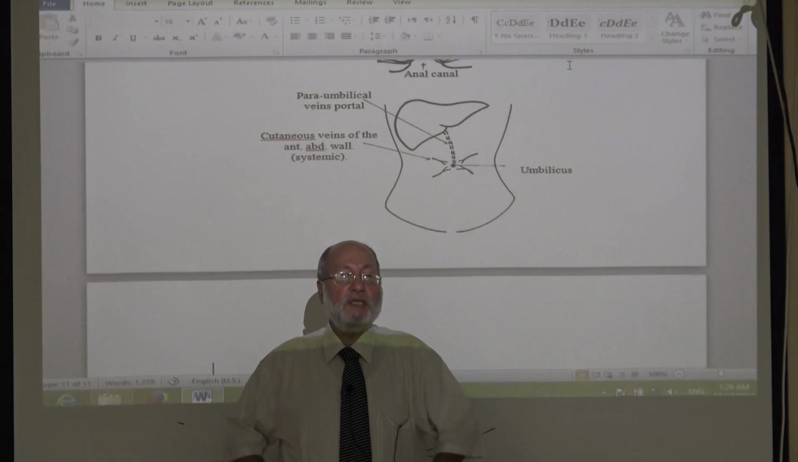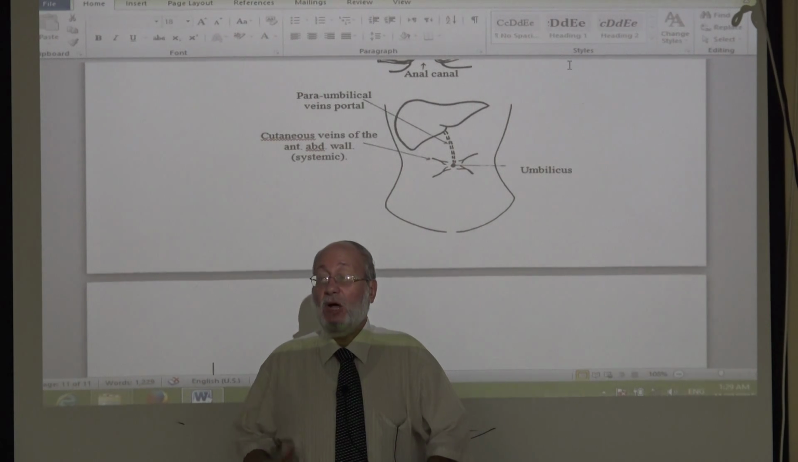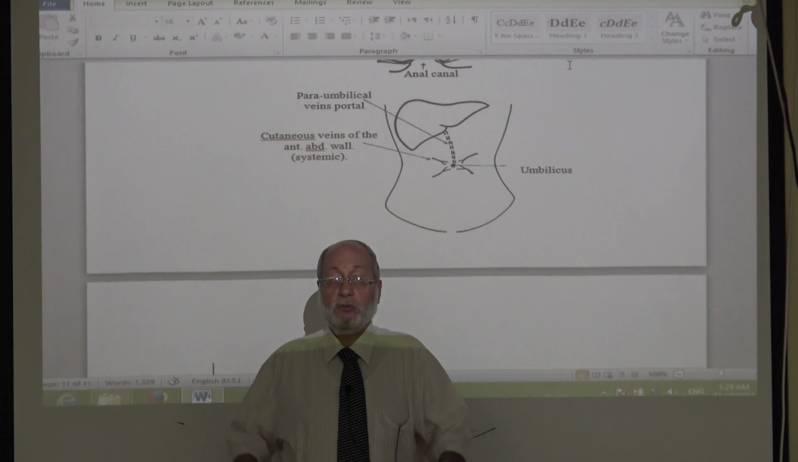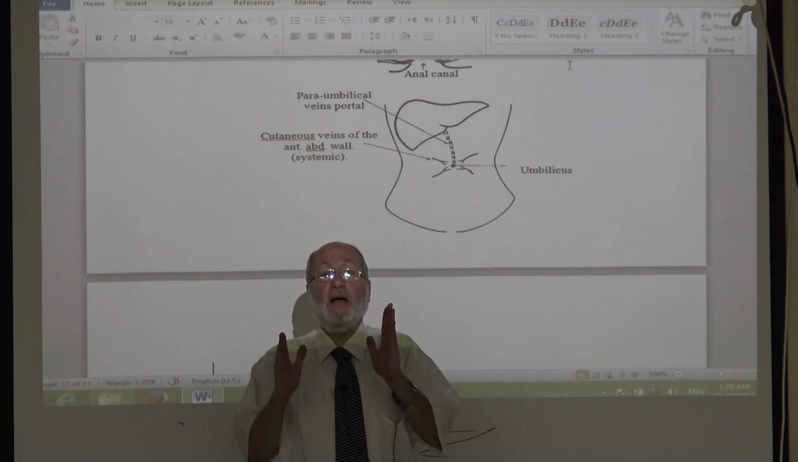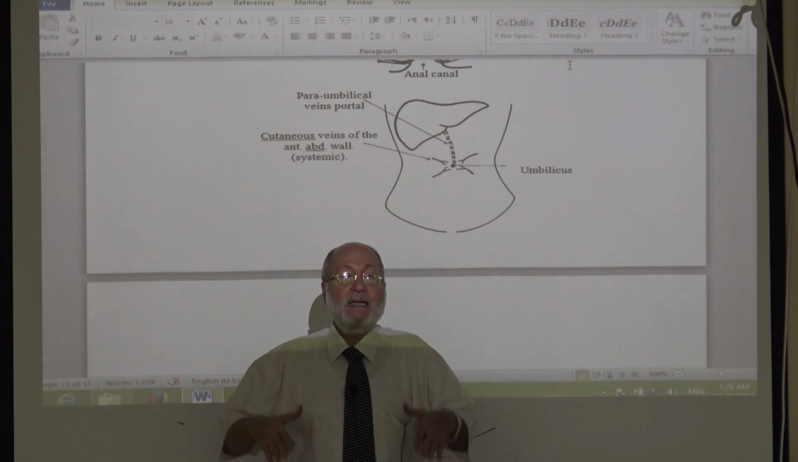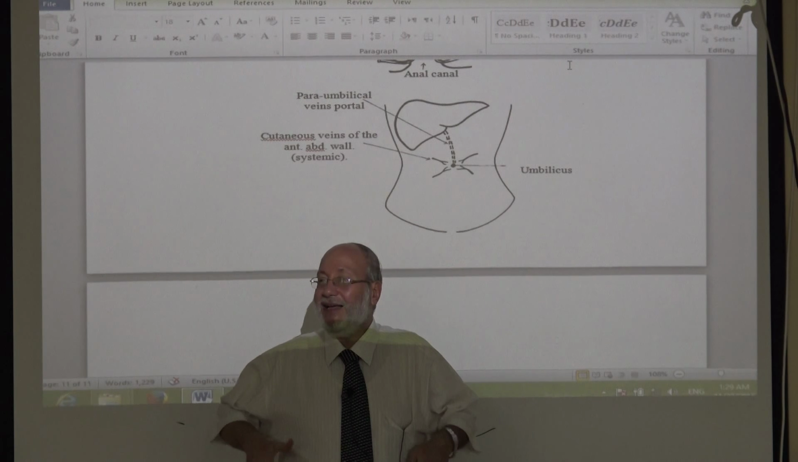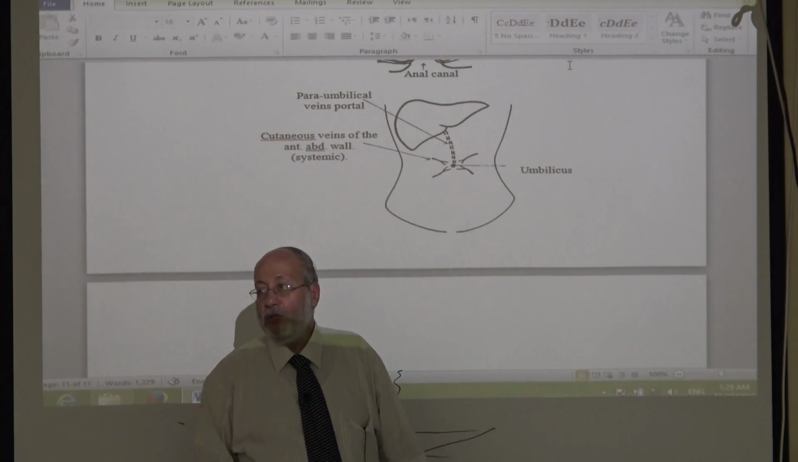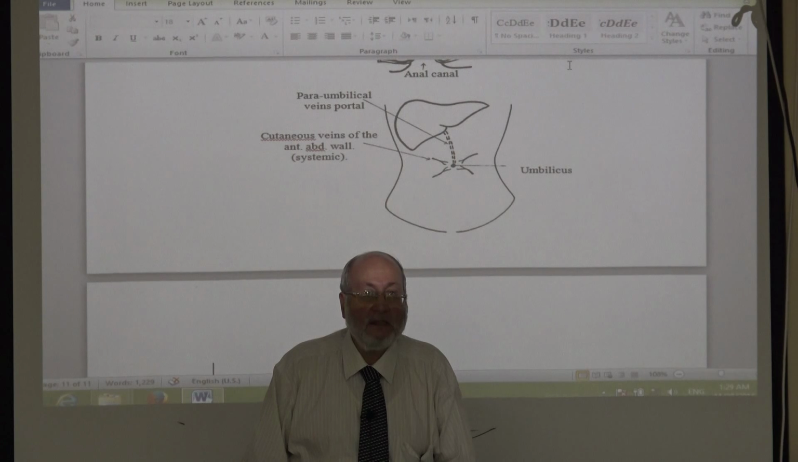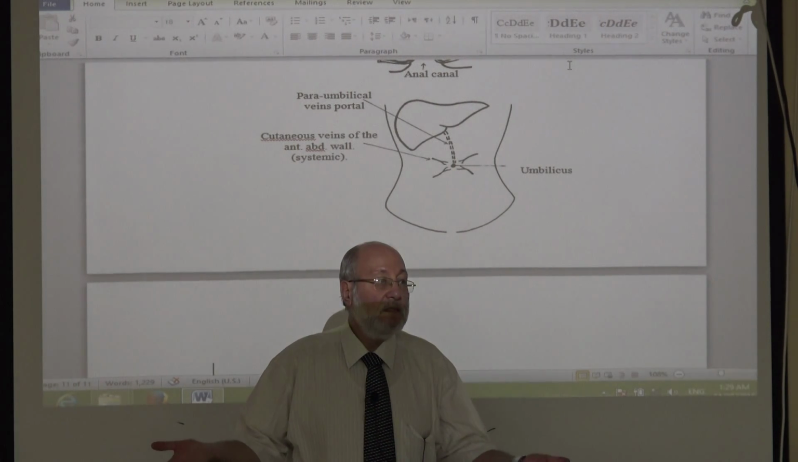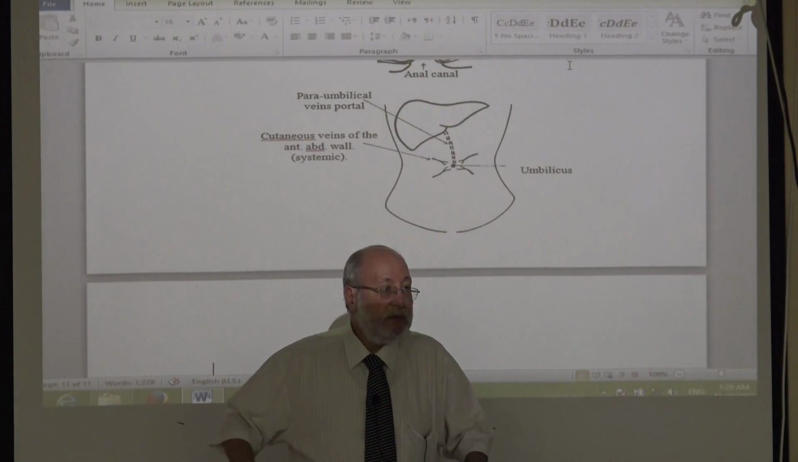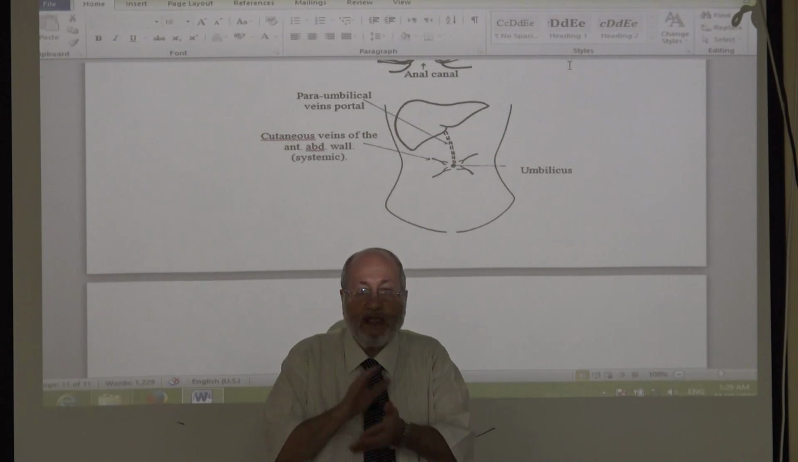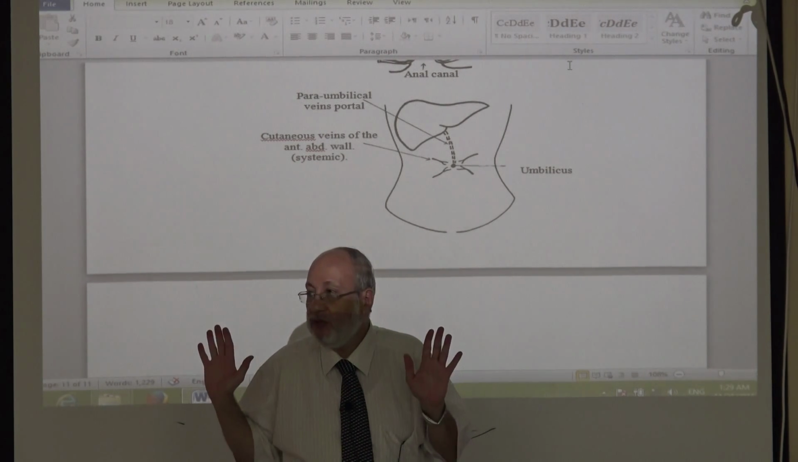Here, on the posterior abdominal wall, there is the right colon and the left colon, drained by veins. Portal or systemic? Portal. The portal drainage here lies on the posterior abdominal wall. The posterior abdominal wall is systemic. And the anastomosis will open. And this is a silent anastomosis, does not give any clinical manifestation.